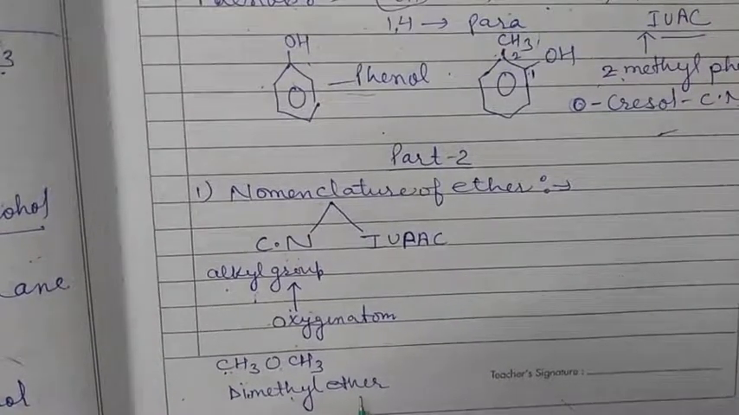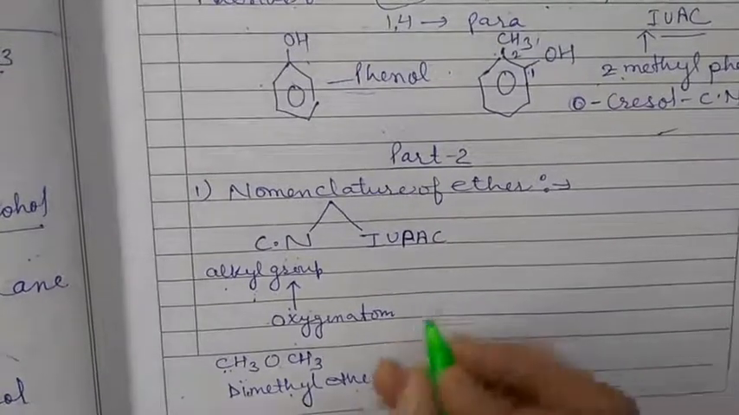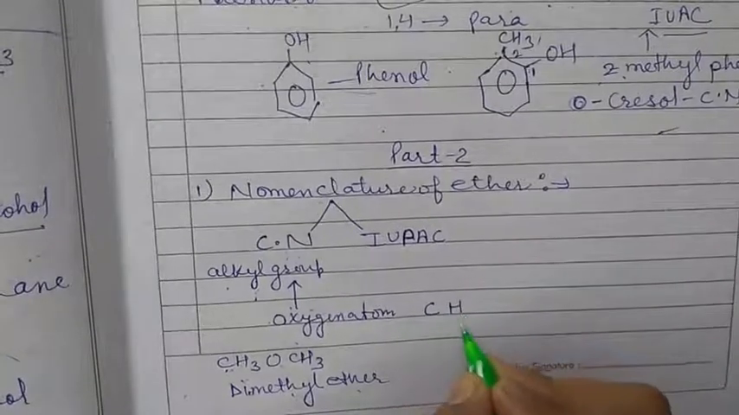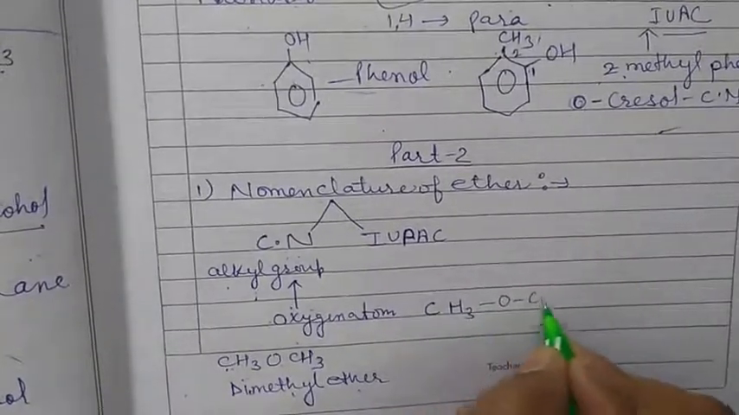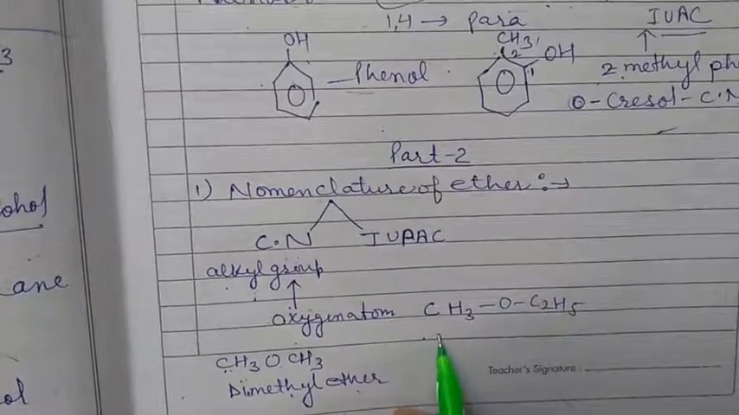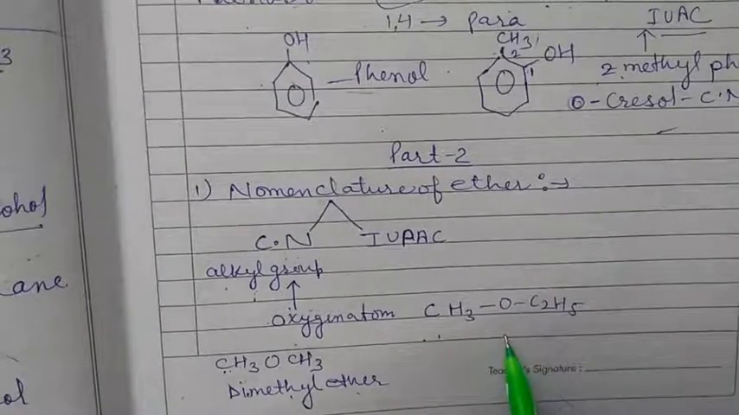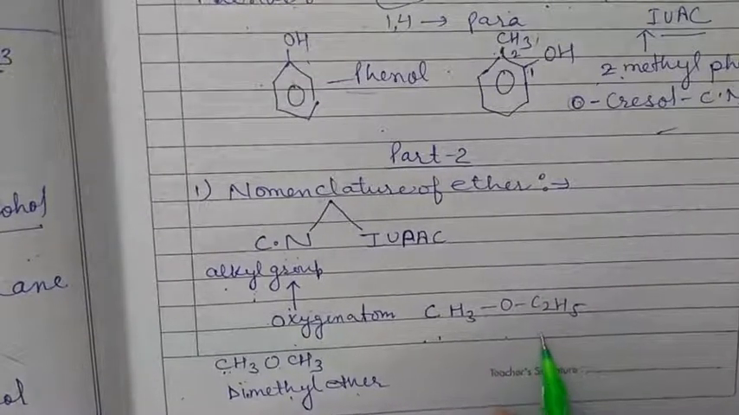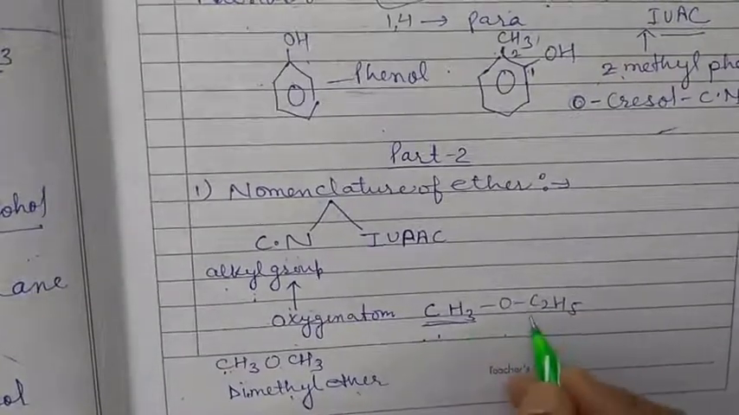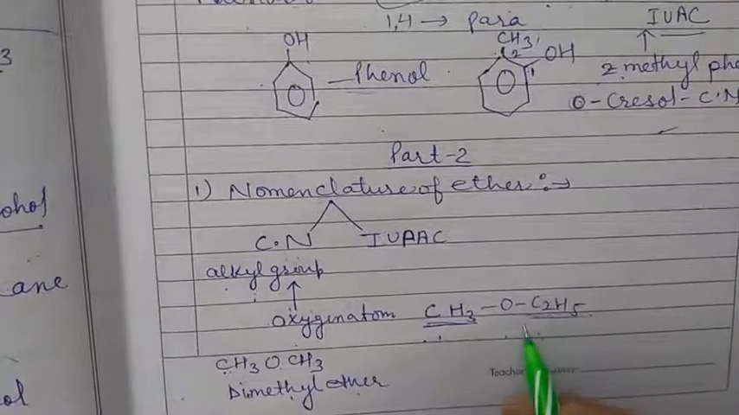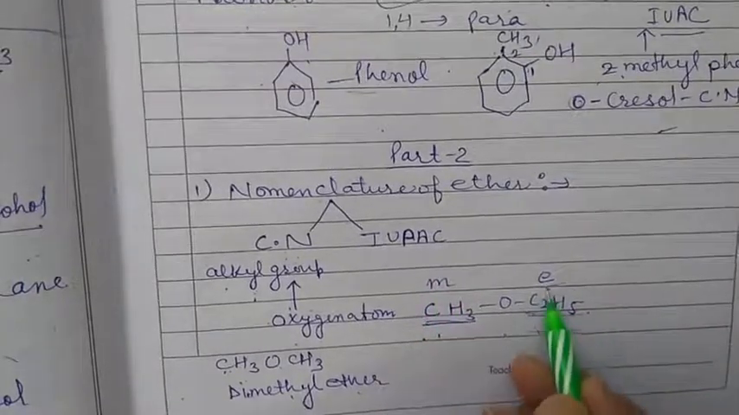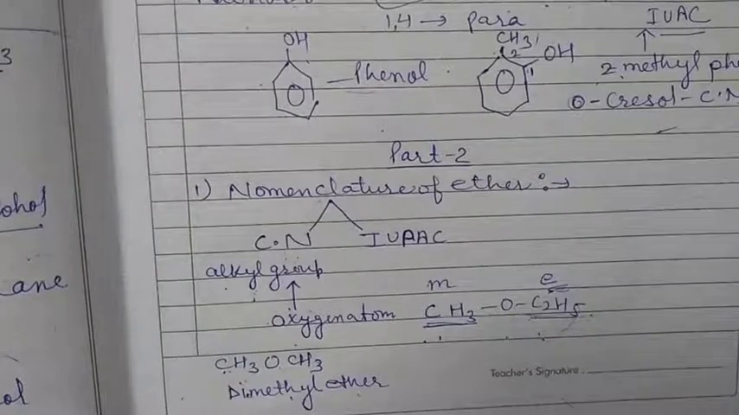Now, if the case is like this, CH3OC2H5, where a CH3 group is present on this side, then O, and then C2H5. CH3 means the methyl group, and C2H5 means the ethyl group. Which comes first in alphabetical order, E or M? E comes first in the alphabetical order.